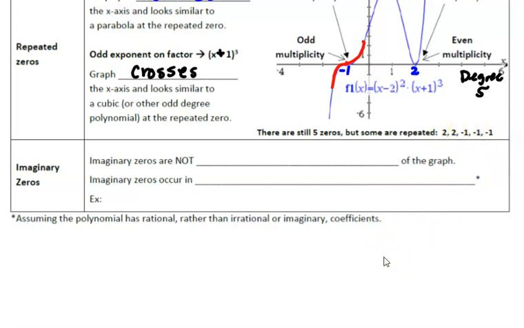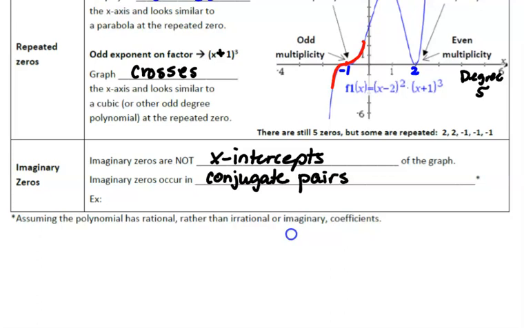One more word about imaginary zeros. I haven't shown you an example yet, but we're going to look at some examples of those in our next notes section. Imaginary zeros are not x-intercepts of the graph. So if you see a place where the graph crosses or touches the x-axis, that never indicates an imaginary zero. Imaginary zeros also occur in what are called conjugate pairs. This is a direct result of finding them using the quadratic formula, and we'll see some examples of that in the next few days.